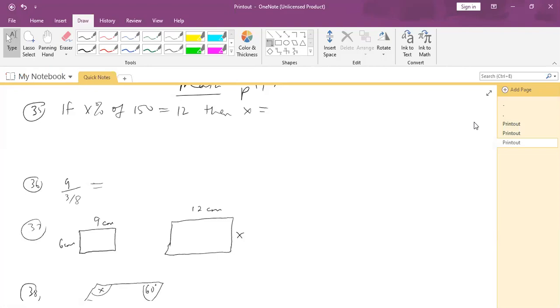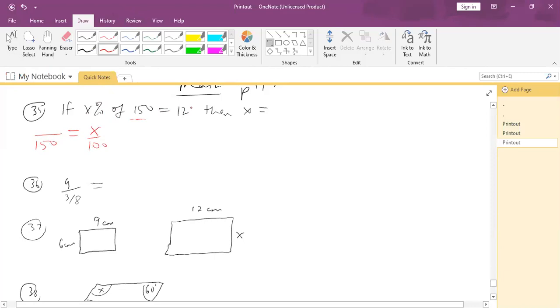So if X percent of 150 is equal to 12, then X is equal to A, 8, B, 12.5, C, 18, and then D, 80. Okay, so let's see. There are two ways you can approach this question. Either use the algebra approach or the arithmetic approach. If one does the arithmetic approach, you can use a percent proportion. So you set up X percent, say X out of 100, we don't know that. It's equal to is over of. Of is the base, so 150 is the base, and is is 12. So that would be the percent proportion if you want to use that one.